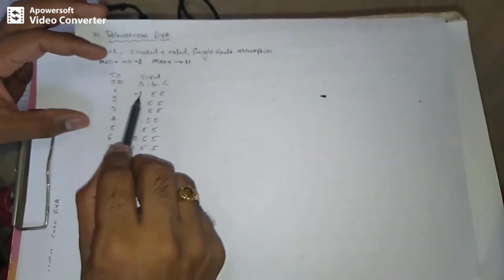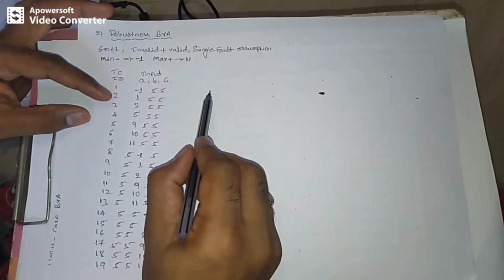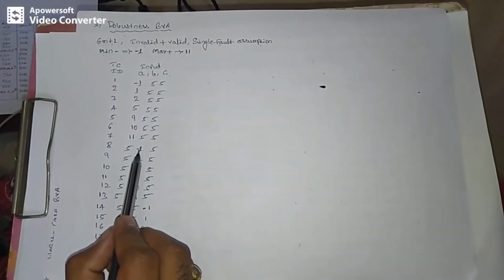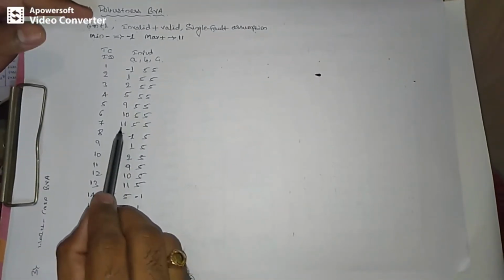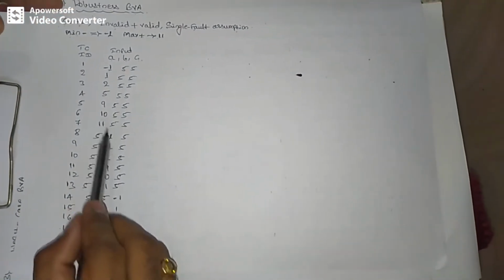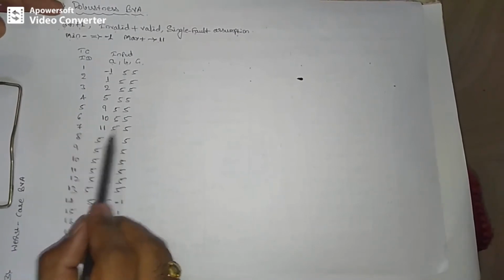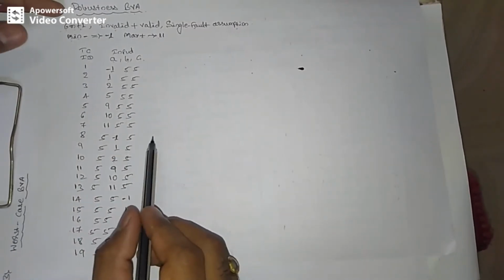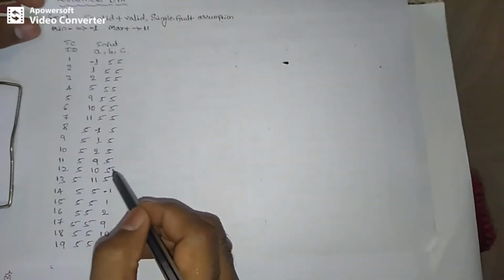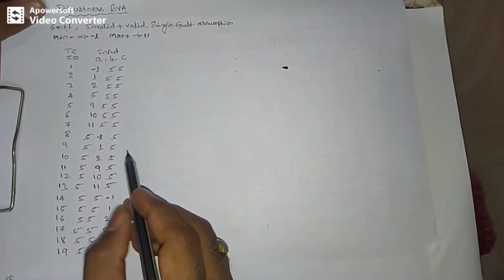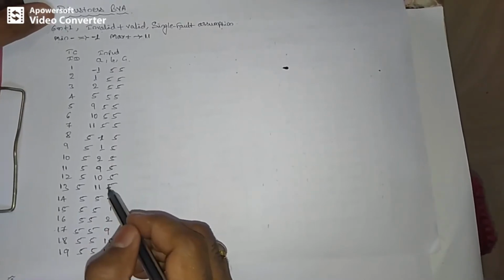So here -1 is there, therefore it is not possible to form a triangle. Wherever the value is beyond the boundary, like 11 and -1, where this is the minimum minus value and this is the maximum plus value, these two are invalid, therefore it is not possible to form a triangle. For the remaining values, it is possible to form a triangle, either isosceles, equilateral, or scalene.